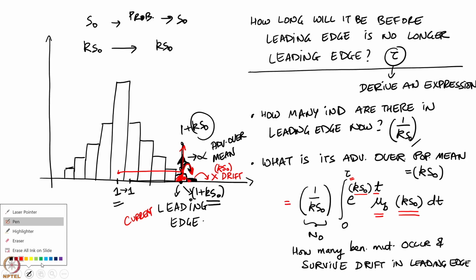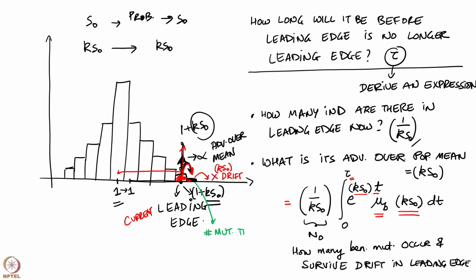let me use another color, when this new leading edge is established, the number of mutations that have established is equal to 1, because when one of these mutations establishes itself, then my current leading edge is no longer leading edge, and hence I will equate it to 1. That is the time tau that I am interested in, when the current leading edge is no longer leading edge. So, when I solve this equation for tau, this Ks naught cancels.